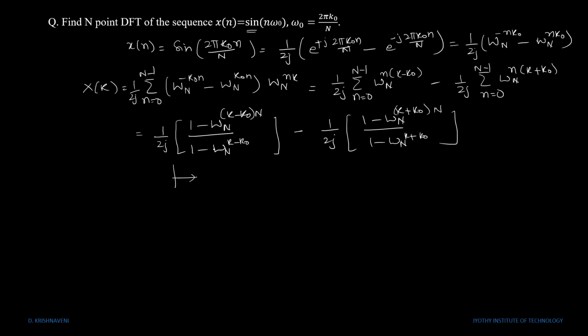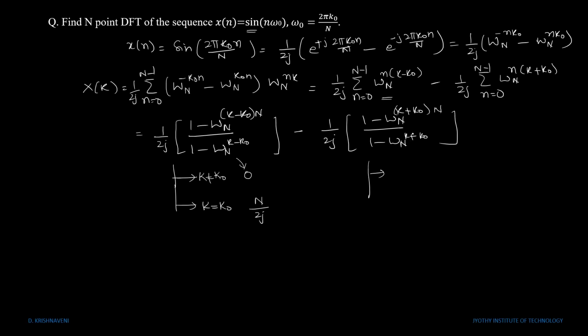So you can check wn to the power of k minus k naught into n is equal to 1. wn to the power of k plus k naught n is also equal to 1, and so you will get 0 in the numerator, and the denominator of the first term is going to become 0 when k equal to k naught. So you have two conditions, k not equal to k naught and k equal to k naught. So when k not equal to k naught, the solution will be 0. When k equal to k naught, you will have to substitute in the first summation, that is summation of 1. So the result will be n by 2j. Like previous case, we will get n for the summation, so n by 2j.